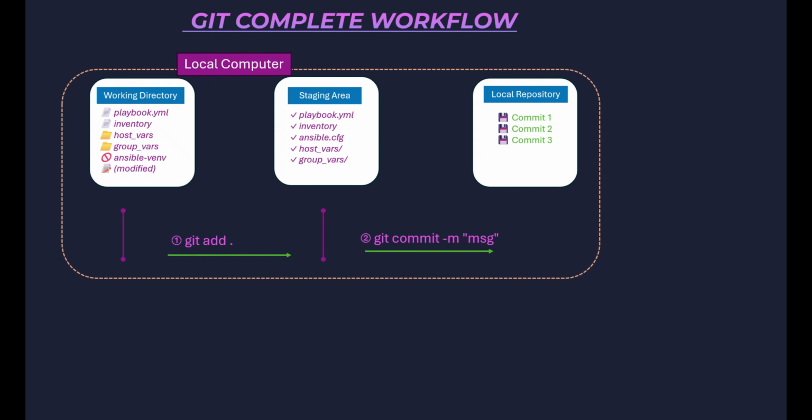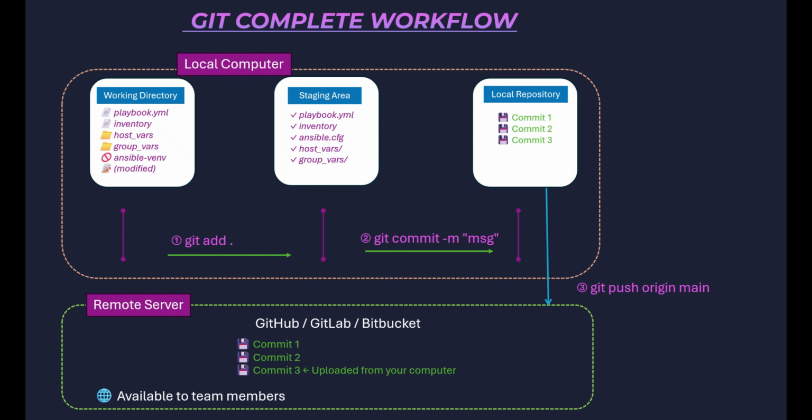Next is git commit, followed by your message. It takes everything from your staging area and creates a permanent snapshot in your local repository. This is saved on your computer with a descriptive message about what you changed. Finally, we have git push, which uploads all your commits from your local to the remote repository on GitHub. Now your whole team can access your work.